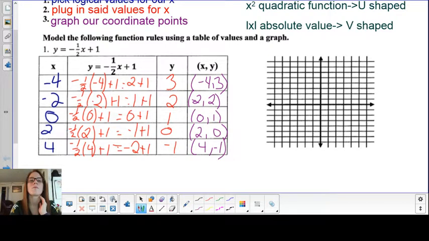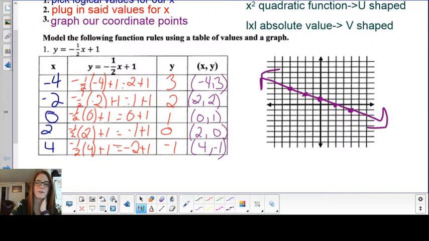So I'm going to go ahead and plot my points that we just found. So I'm going to go to the left 4: 1, 2, 3, 4. Up 3: 1, 2, 3. Then left 2, up 2. Then (0, 1), (2, 0), and (4, -1).